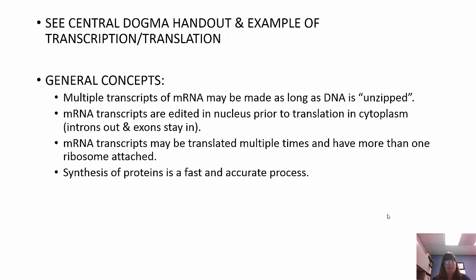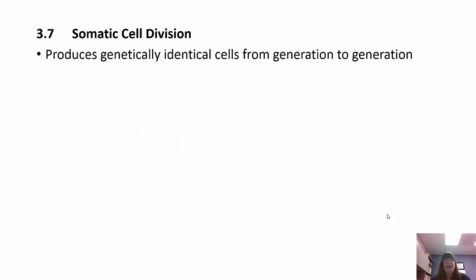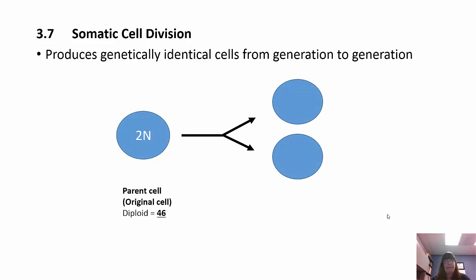And again, review from biology. Messenger RNA transcripts may be translated multiple times and have more than one ribosome attached. It's called a polyribosome. And the synthesis of proteins is fast and accurate. Now, if you do not remember those main steps, you should probably review some biology.